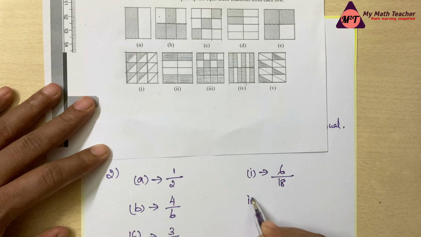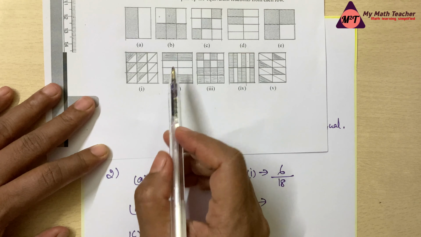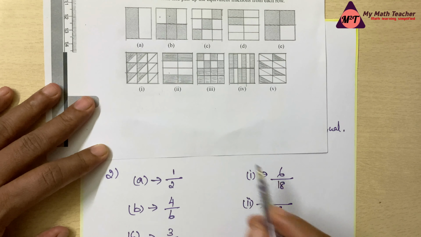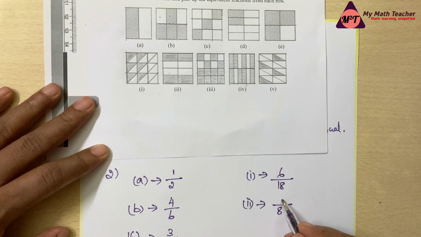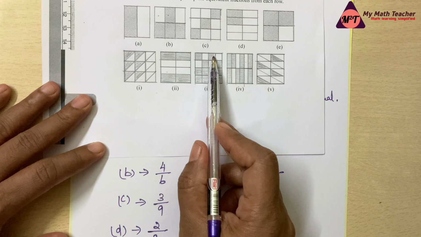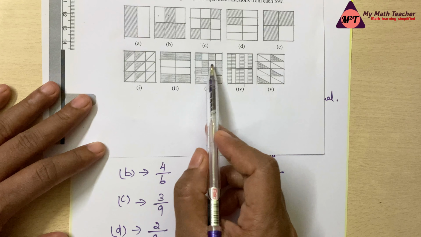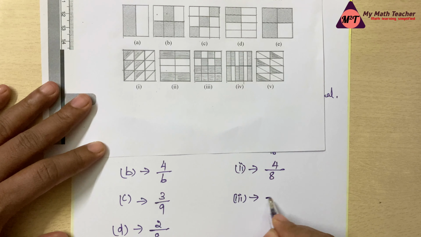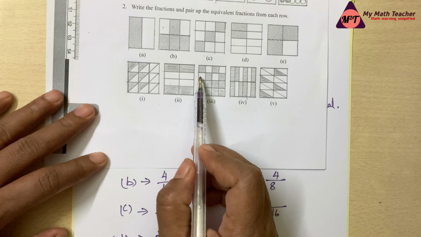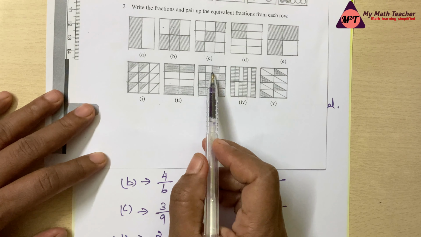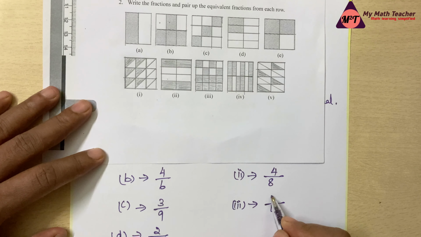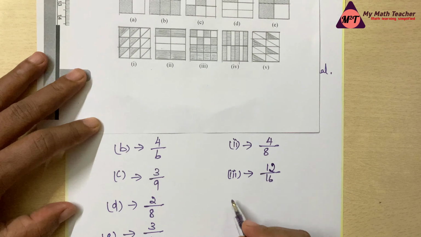Now the second subdivision: 1, 2, 3, 4, 5, 6, 7, 8. Total 8, out of which 4 are shaded. Now the third subdivision: 1, 2, 3, 4. Next 8, 12, 16. Total number of parts are 16 here, out of which 4 are unshaded. 1, 2, 3, 4, 4 are unshaded. So shaded will be 16 minus 4, which is 12. Okay. Now the fourth subdivision.